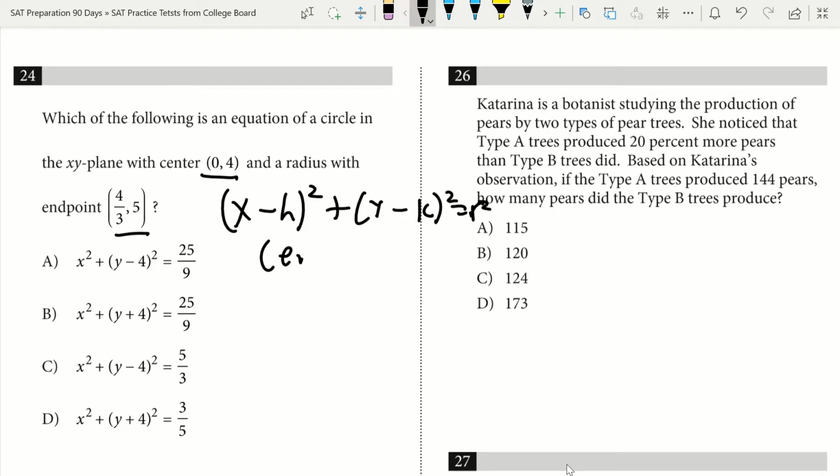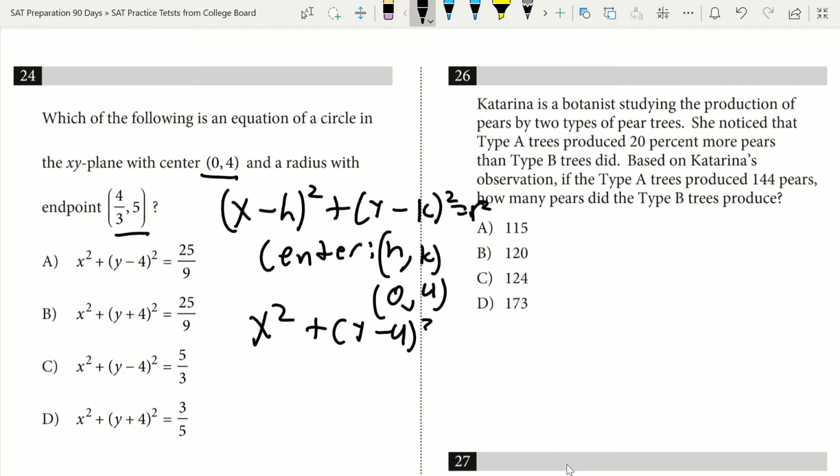Now, we know that in this situation, our center is (h, k). So if our center is (0, 4), then we just plug those in for h and k. So x minus 0 squared is just going to give us x squared, and then we'll have x squared plus (y minus 4) squared. So at that point we can get rid of b and d because they have y plus 4 and we need y minus 4 squared. So our only difference between a and c is our radius squared term, so let's go ahead and find that.